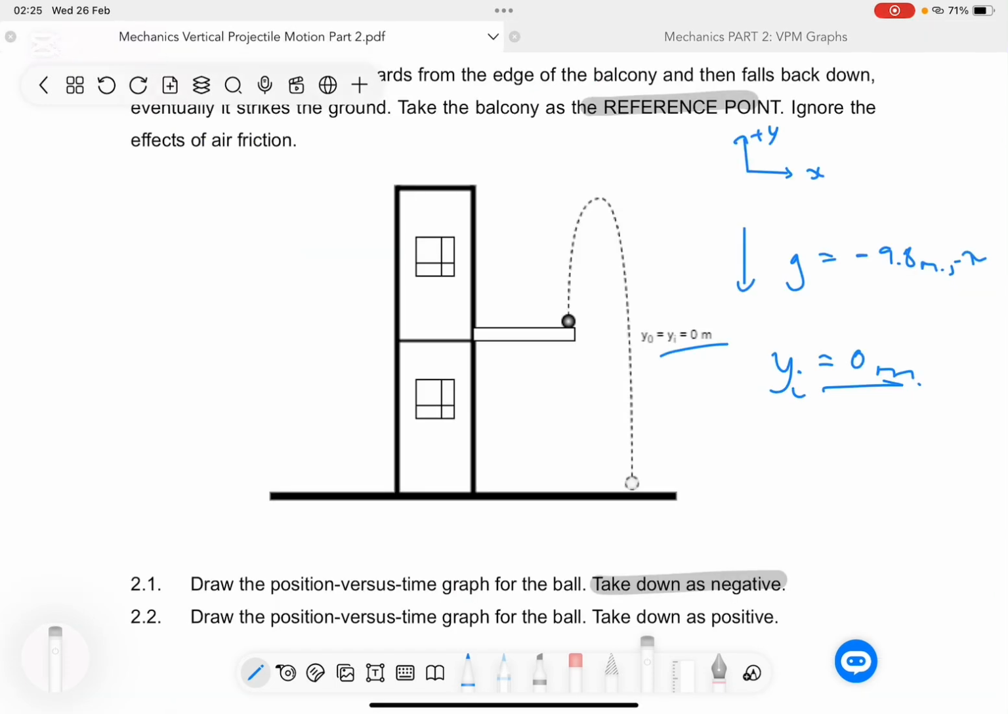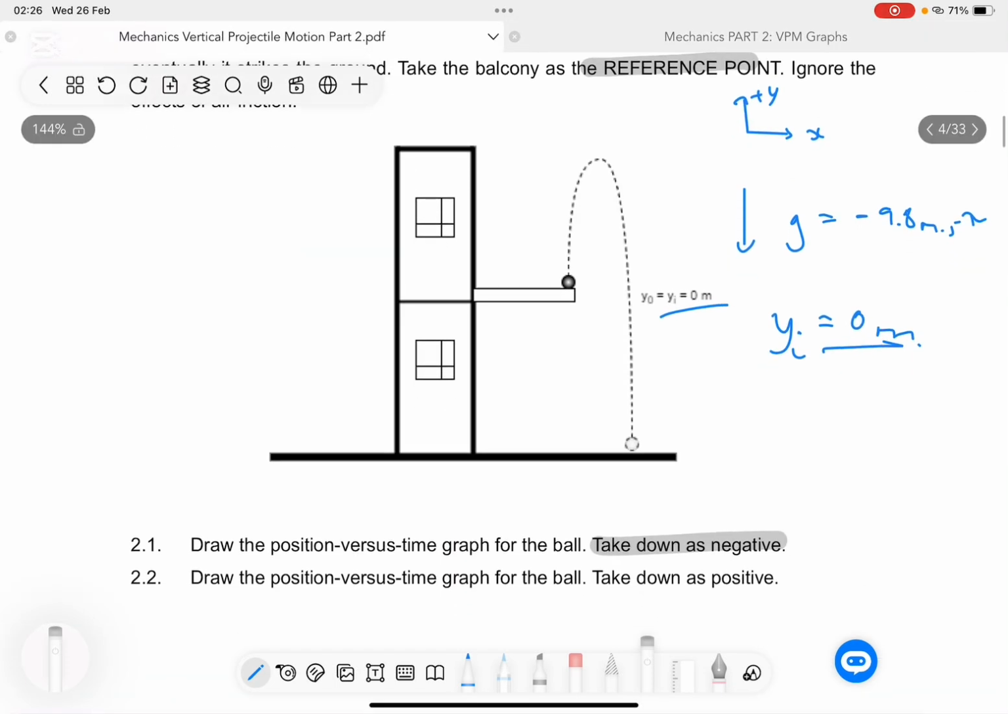This question continues further to 2.2 to say draw the same graph, but here they change direction as we did in the previous one. I'm not going to do this one. I'll leave it up to you to try it using this method and see if you are able to come with the correct sketch. But do not worry.